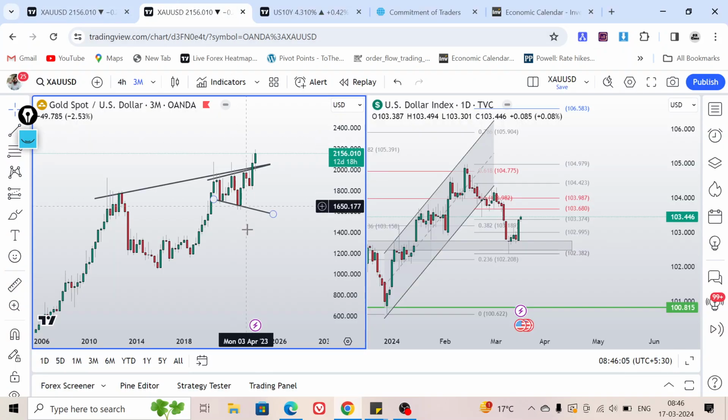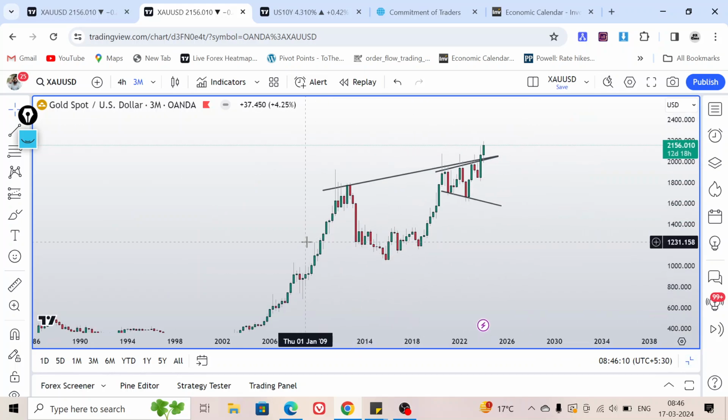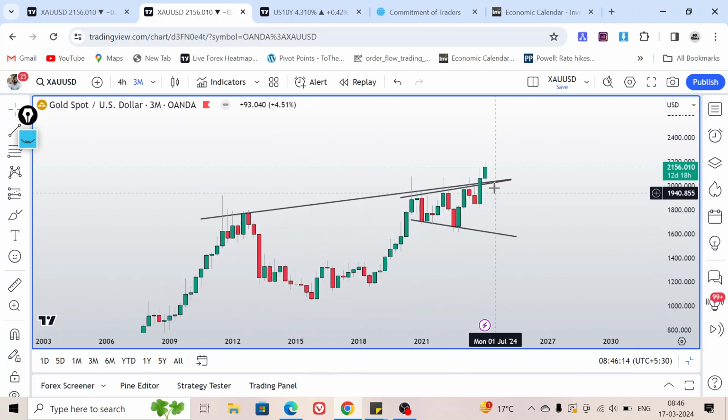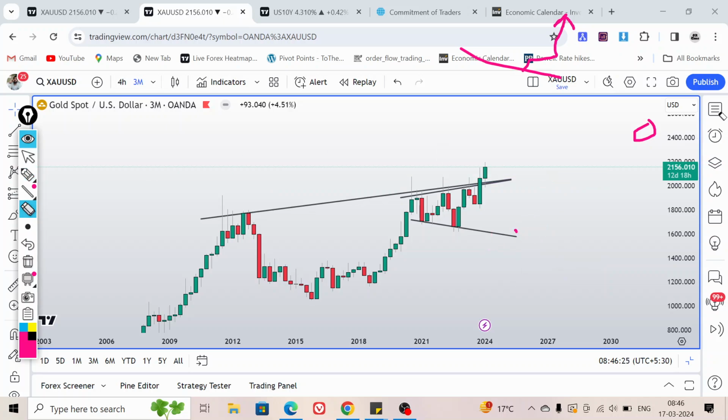Now let's move on to the quarterly chart. This is a quarterly price action chart, and on the quarterly chart it is also showing a good breakout from this particular candle. You can see this is the 3-month chart right over here. Let me clear the drawings.